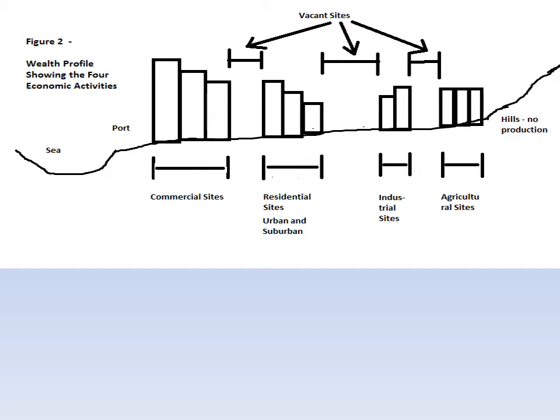And then further in, we have industrial sites, which are less valuable than the sites that are closer to the port center. And then further in, we have the agricultural sites, where agricultural production takes place. And these sites, of course, are of lesser value than the three sites stated before. And then we have lands that are beyond these agricultural sites that are out of production.